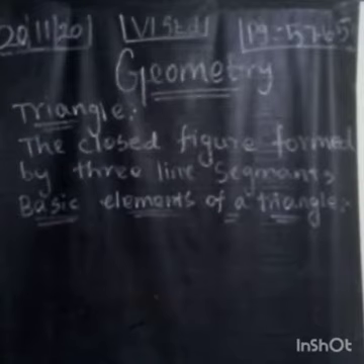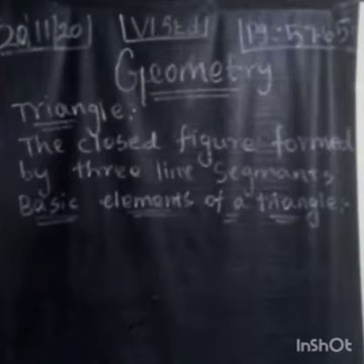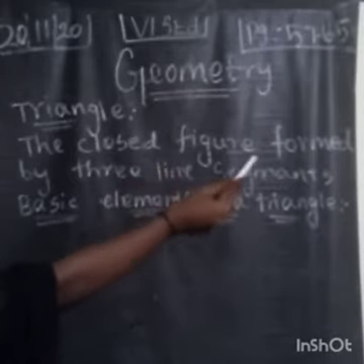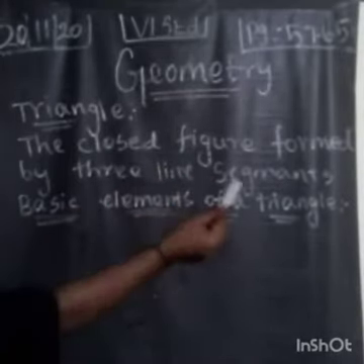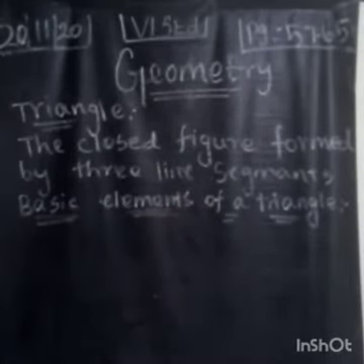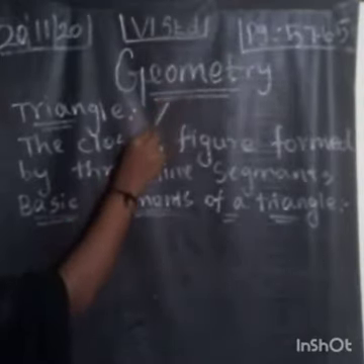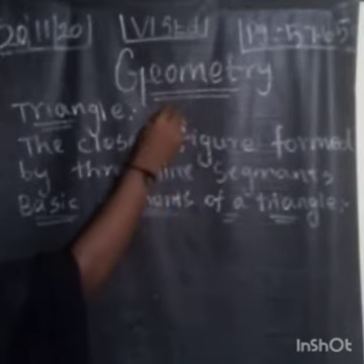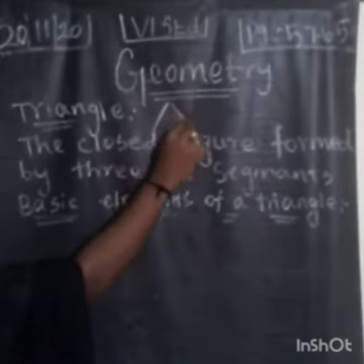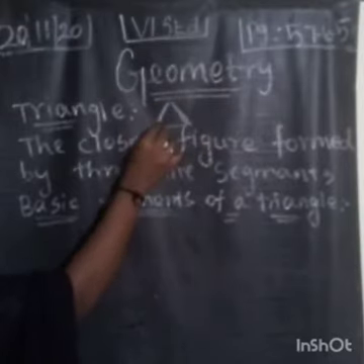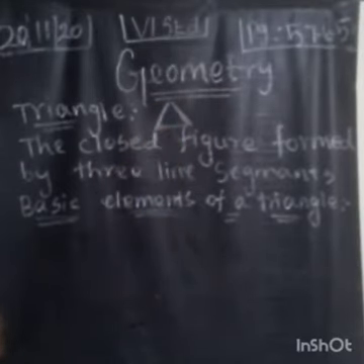First, here we are going to see the definition of a triangle. What is a triangle? A triangle means a closed figure formed by three line segments. 1, 2, 3, three line segments. A closed figure formed by three line segments is called a triangle.